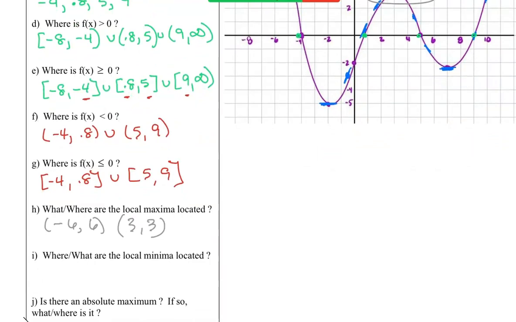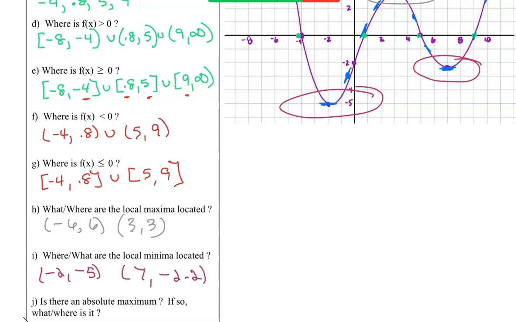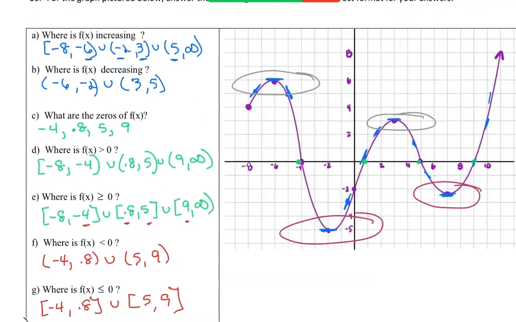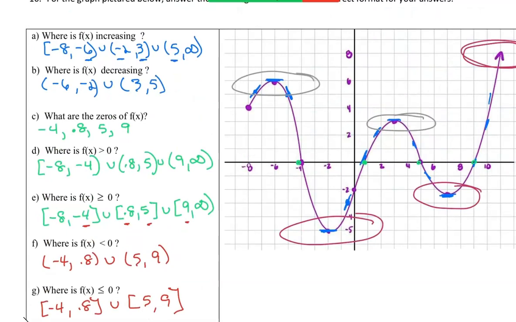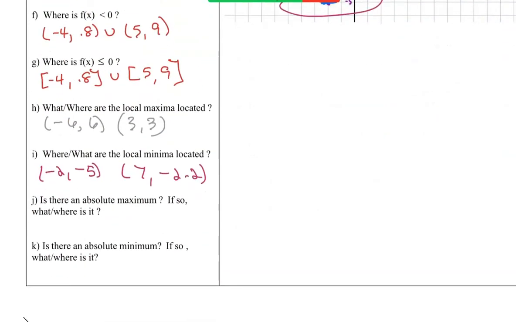Okay, local minima are going to be here and here. Those are the local. So what are those coordinates? -2, comma -5, and 7, comma -2. Okay, is there an absolute max? No, because look, this keeps going. So there's no absolute max.